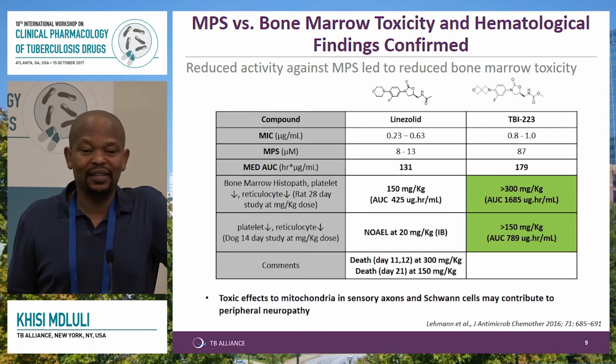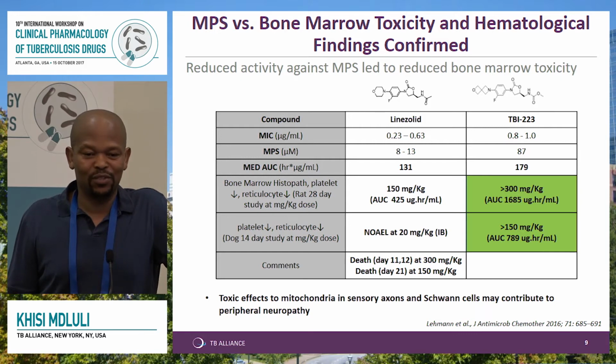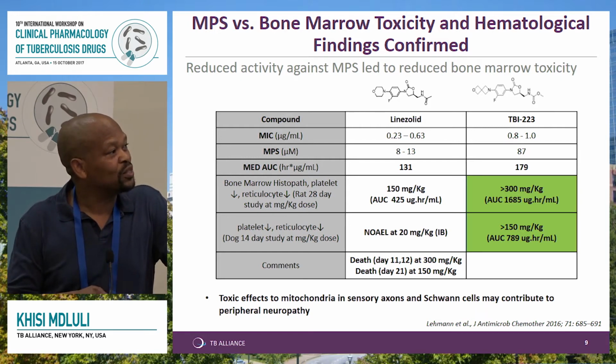So this is now a summary of all the in vitro and in vivo toxicity studies of this compound. We did a 14-day dog study and a 28-day rat toxicity study with this compound compared side by side with linezolid, and this is what we found. So the first row looks at the MICs again, they're similar. The MPS, this is linezolid, this is our compound. The AUC at 100 mg per kg for both compounds, our compound is exposed just a little bit better than linezolid, but not by much.